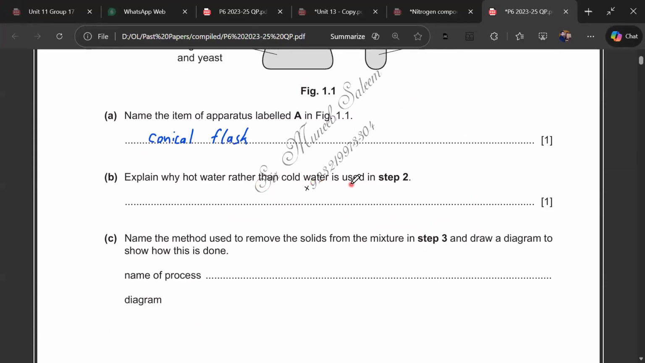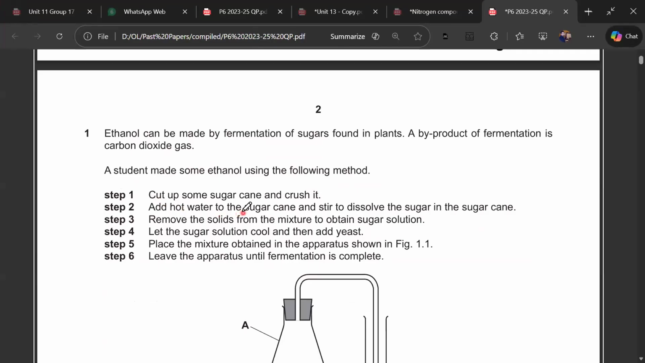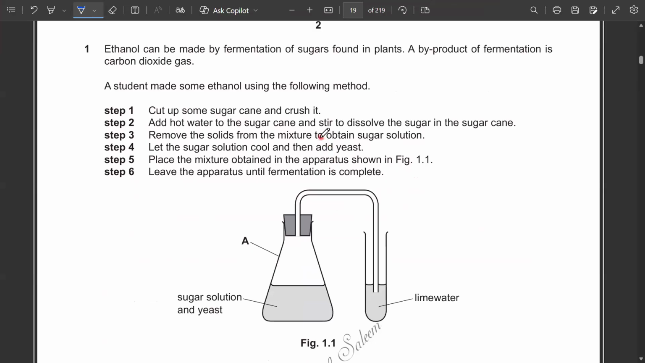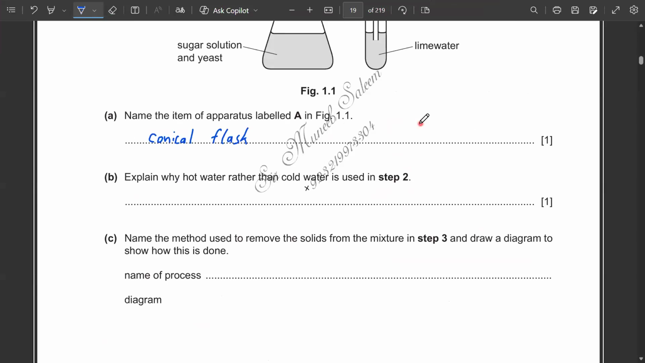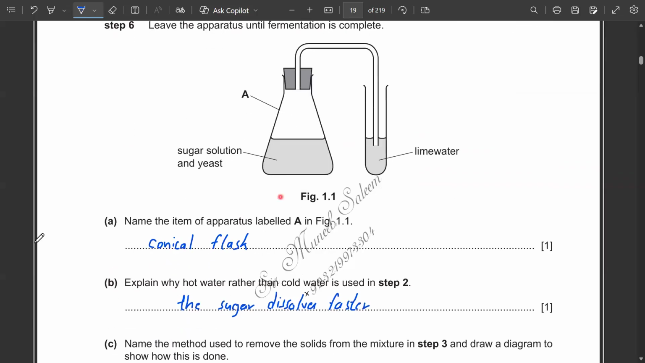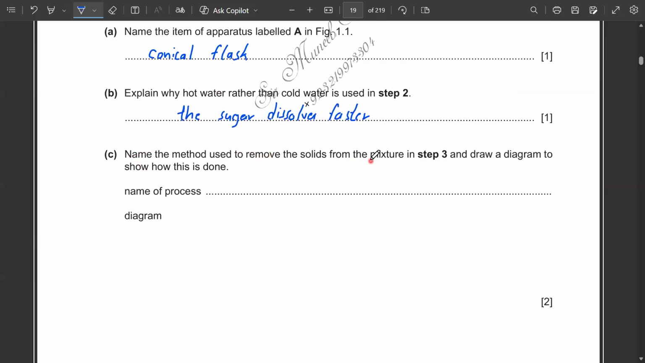Then part B, explain why hot water rather than cold water is used in step 2. So basically in step 2, it was meant to remove the sugar out of the sugar cane. The only way we can do this is to take out the sugar by dissolving the sugar cane in the hot water. So we would say the sugar dissolves faster. That's why, because cold water and any other liquid in the cold situation cannot dissolve other substances to a greater extent.